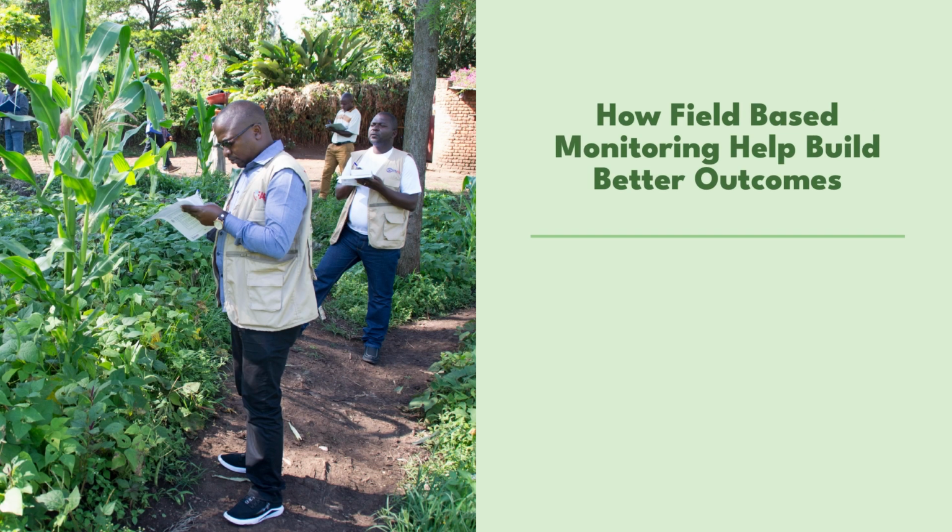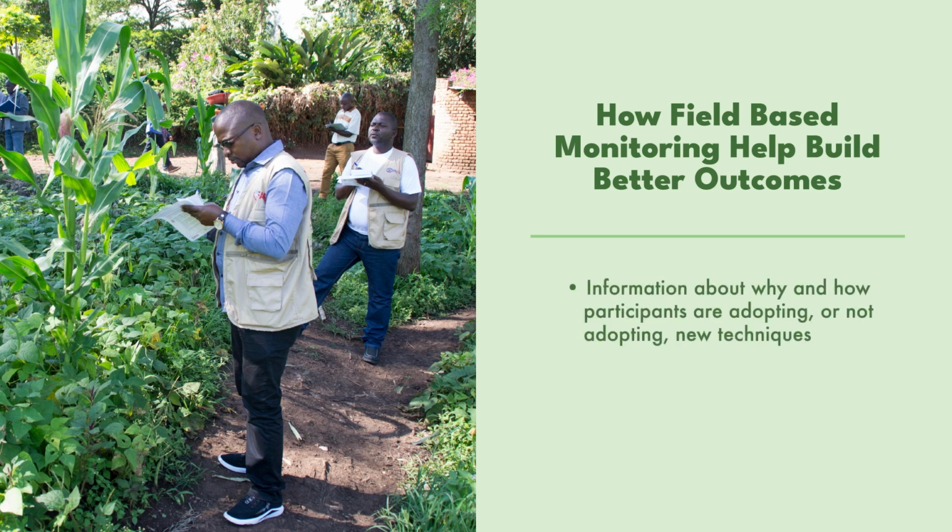Monitoring can take many forms and can be used creatively to achieve multiple goals. For garden or agricultural projects, field-based monitoring can tell us valuable information about why and how participants are adopting or not adopting new agricultural techniques and if these techniques are improving productivity or restoring the environment in any way. This information can lead to valuable conversations between staff, partners, and participants on how to improve outcomes.